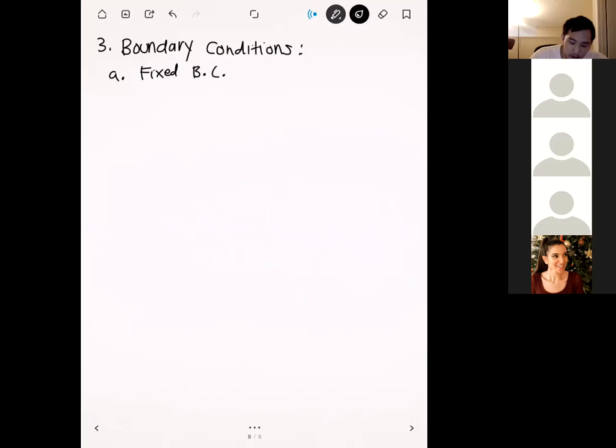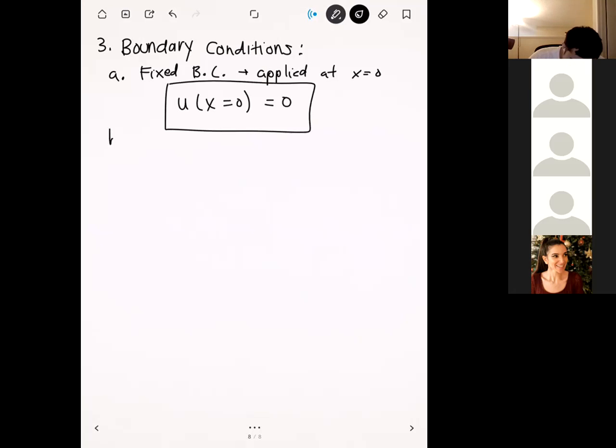Okay, and from our diagram, for this example, we know that the fixed boundary condition is being applied at x is equal to 0. And so mathematically, what we can do is we can say u at x is equal to 0 is going to be equal to 0.